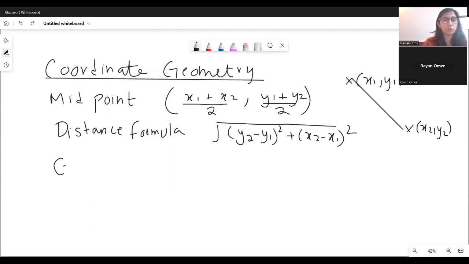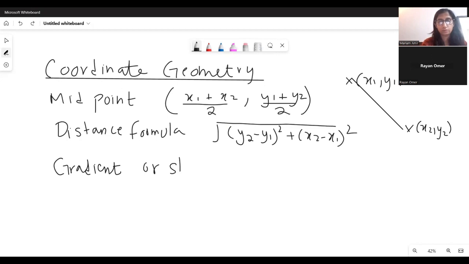Okay. Gradient or slope between 2 points: y2 minus y1 over x2 minus x1. Yeah, right. So what have we missed? Distance, midpoint, gradient, equation of straight line. y is equal to mx plus c.